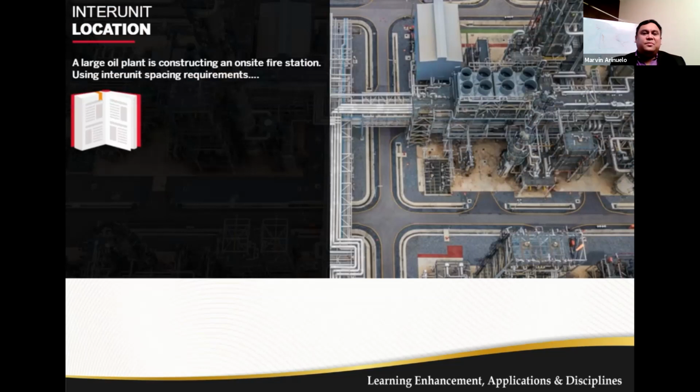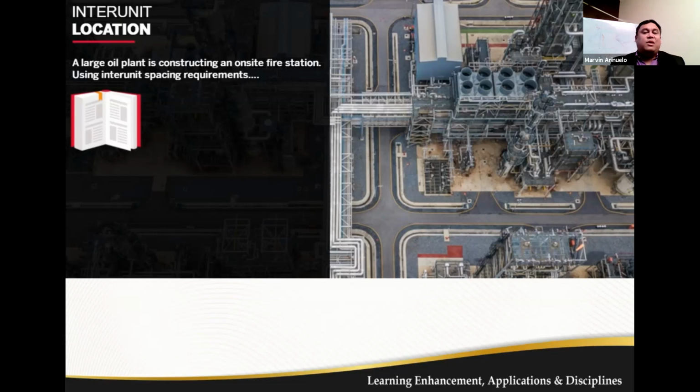Inter-unit location. In addition to considering the distance between the plant sites and populated area, which we want to keep as far as safe, it is important to keep in mind that there are also inter-unit or intra-unit spacing requirements for oil and chemical plants. Let's return to our original question about the placement of a fire station on a large oil plant site, and we will use figure 8.2.1 for that.